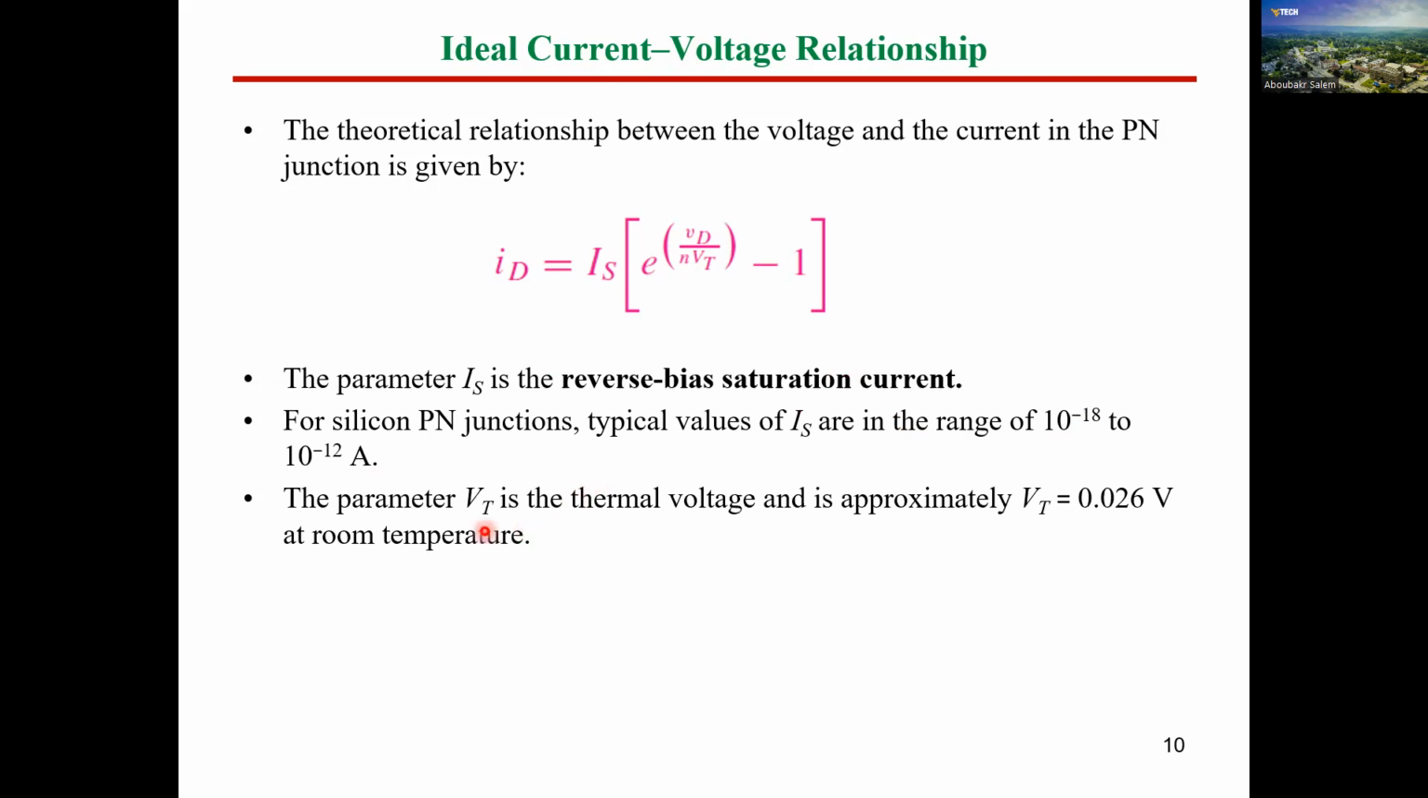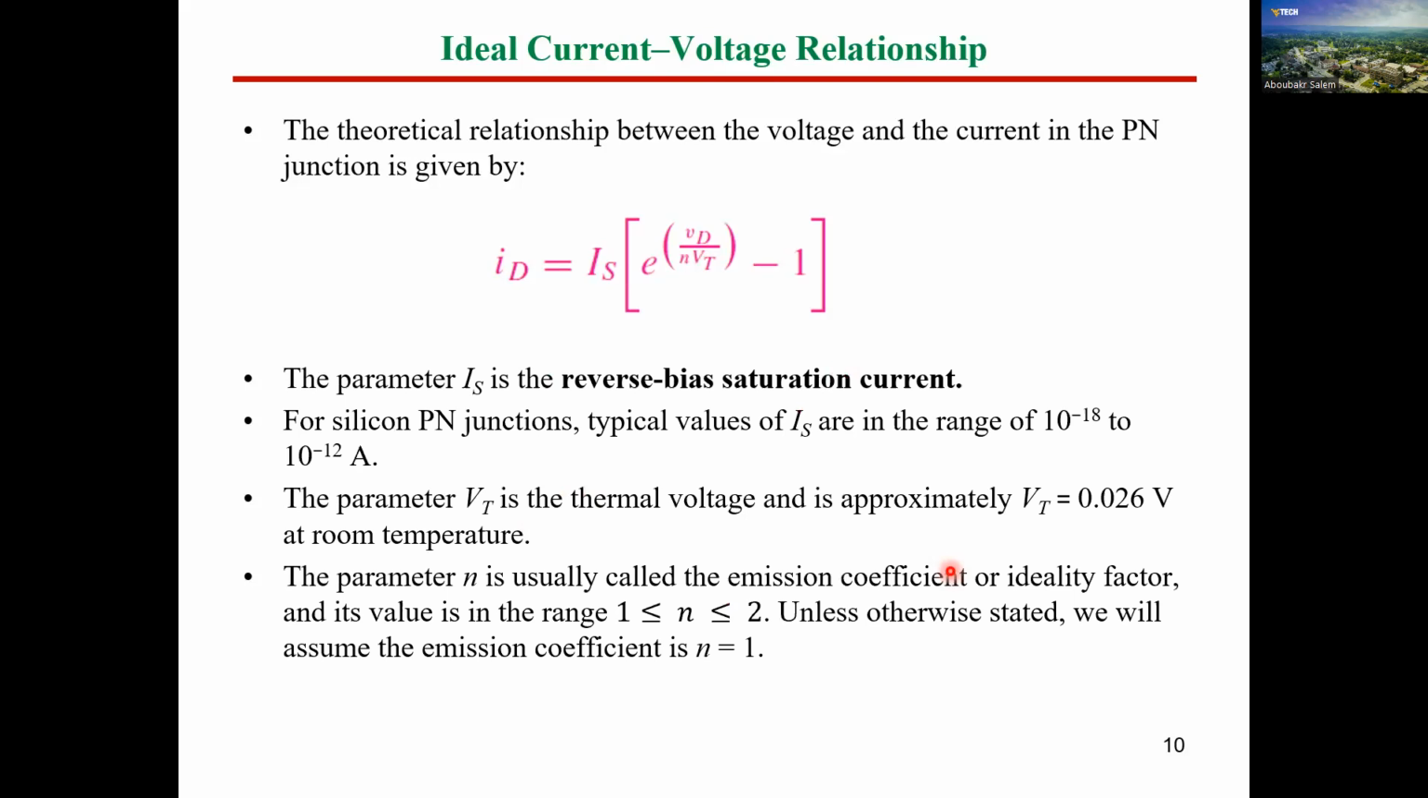The other parameters we have here, VT is the thermal volt, and you know it's equal to 0.026 volt at room temperature. And the other parameter, N, is called the emission coefficient, guys. So N here is not referring to the electron concentration. This is another variable. It's called the ideality factor, and this factor is almost between 1 and 2. And unless otherwise stated in any problem, we will consider it equal to 1. So this is for this N. Okay. So this is the relation of our diode current of the PN junction. Okay. So this is the ideal current voltage relation.